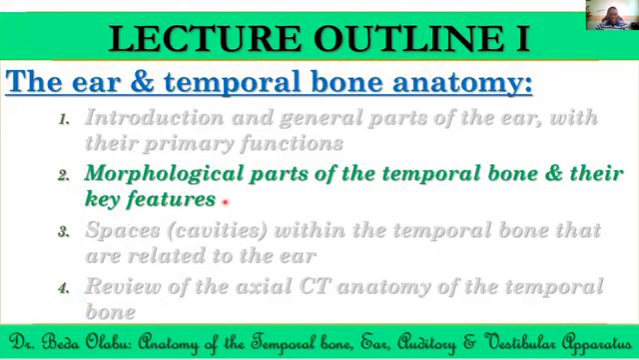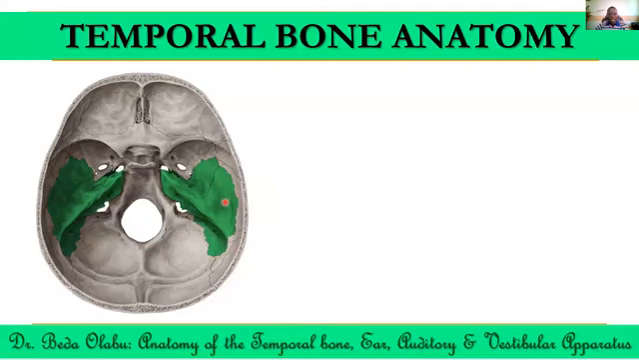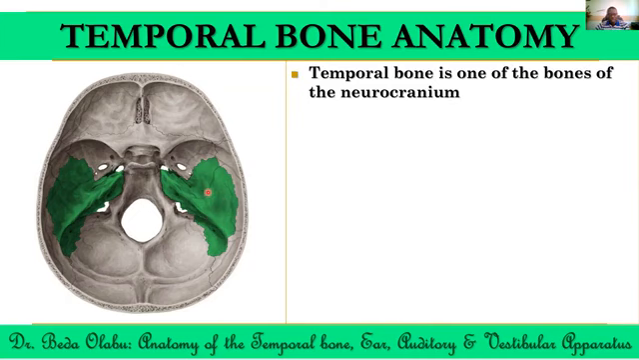And so that brings us to our next agenda, to learn the morphological parts of the temporal bone. Among all the bones of the skull, I find the temporal bone perhaps the most complex of them all. Despite that complexity, I'll try to make it simpler for you so that you understand the anatomy of the ear. We know that the temporal bone is part of the bones of the neurocranium. Some part of it is in the skull base, some part of it will cover the calvaria actually.